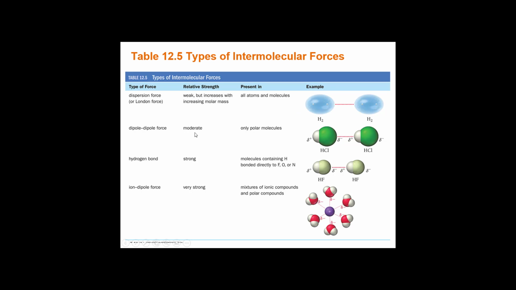Dipole-dipole forces are stronger. They only happen in polar molecules. So nonpolar molecules have dispersion forces, but they don't have dipole-dipole, and they won't have the other ones either. So here we have an example of HCl with HCl. Hydrogen bonding has specific conditions that have to be met. And if you have hydrogen bonding, you most likely have dipole-dipole, and you could have dispersion forces, but you need to make sure and look at every molecule. Ion-dipole forces are extremely strong because this is an ion that's attracted to a partial positive or partial negative end, and they are the strongest of these.